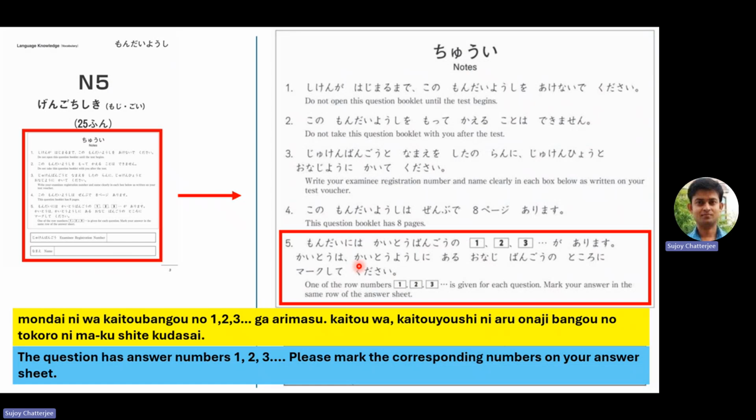So always remember, mondai is question and kaito is answer, and bango means number. So the answers are given as numbers 1, 2, 3. That means the choices. So the numbers will be written like this in blocks.